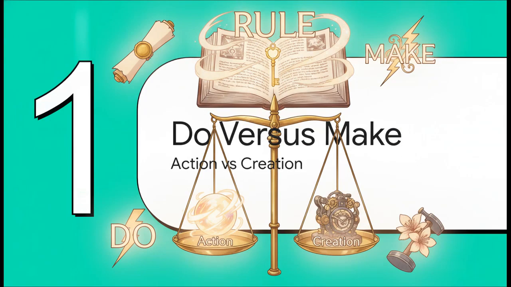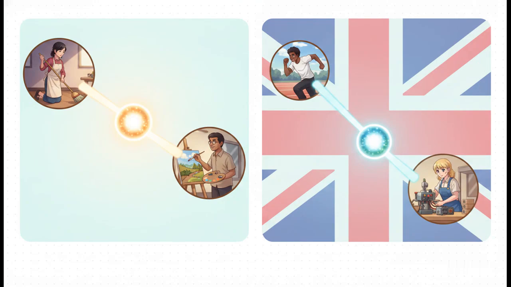Section 1. Do versus make. Action versus creation. So, if your native language uses just one singular verb to express both acting and creating, think like hacer in Spanish or faire in French, your brain naturally wants to do the exact same thing in English. But English is quirky. It actually splits these concepts into two totally distinct verbs based entirely on their function. It's really a completely different way of thinking.